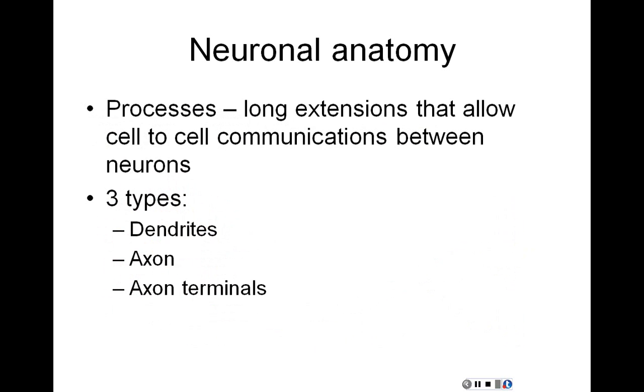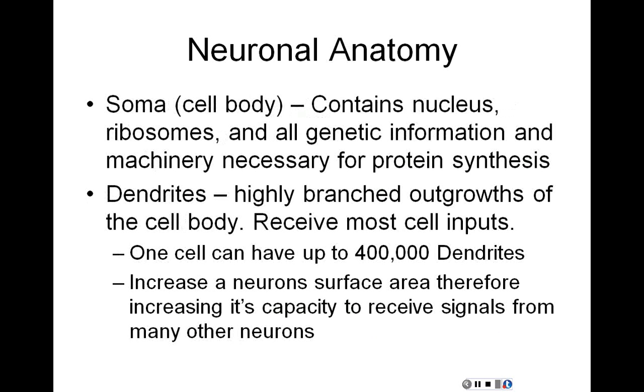Processes, okay, are any long extension that allows communications, and you have three types of processes on any neuron. A dendrite, which receives information, an axon, which transmits information, and the axon terminals, which send information. So we have receiving, transmitting, sending from one end of the neuron to another. The soma, the cell body again, that's the nucleus, that's the protein machinery, the ribosomes, all the genetic information, that's all going to be in the soma.